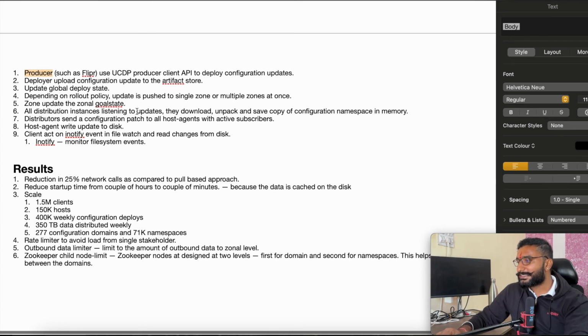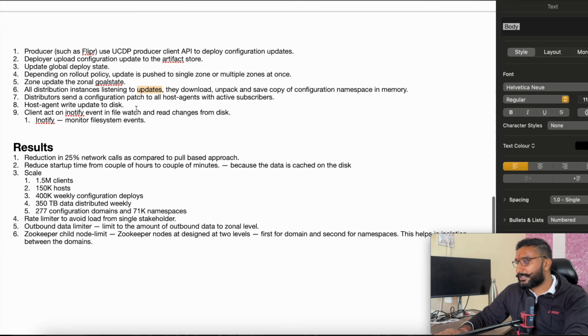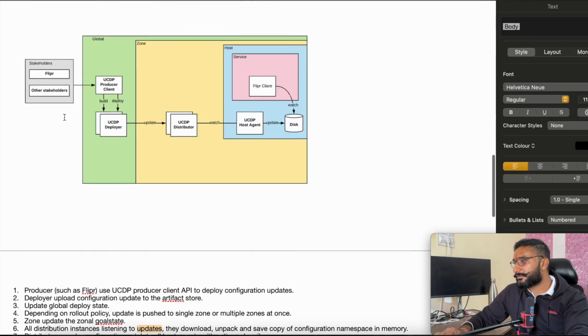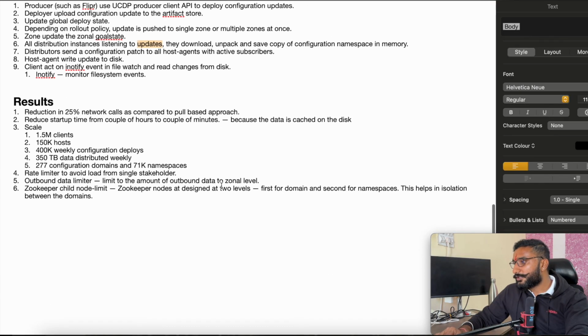All distributed instances listening to the updates. So as I mentioned, all the instances which are subscribed, they receive those updates and then save the copy. Distributors send a configuration patch to all the hosts with active subscribers. We have to figure out that whoever is interested, to those only we will send an update. Host agent writes the update to disk, and then once it is saved to the disk, it can be retrieved by the service client, the client which is running here, which is the UCDP client, right? So this is the overall architecture.